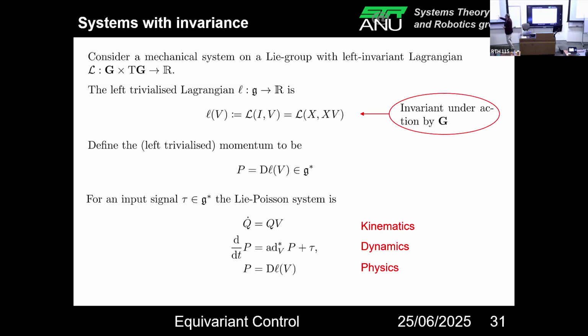So the Euler-Lagrange equations work with the Lagrangian, of course. The Hamiltonian perspective works with momentum. So we define a momentum, which is the differential of the left trivialized Lagrangian. So this is a left trivialized momentum. This P lives in the co-algebra of the Lie group. That's basically row vectors as compared to normal vectors of a linear space.